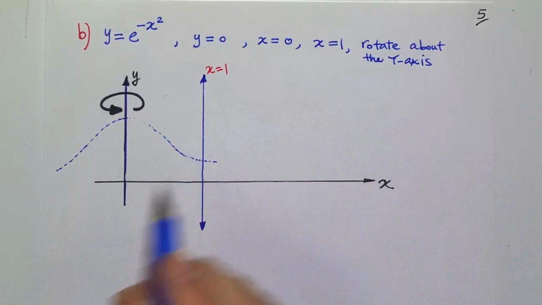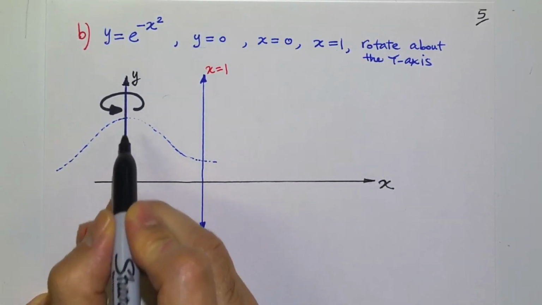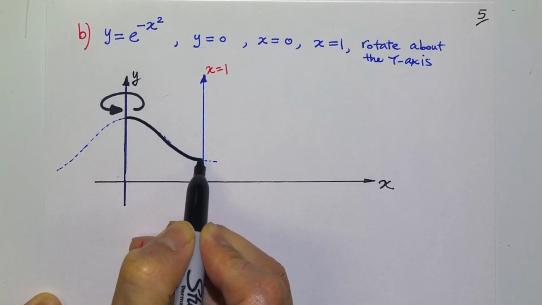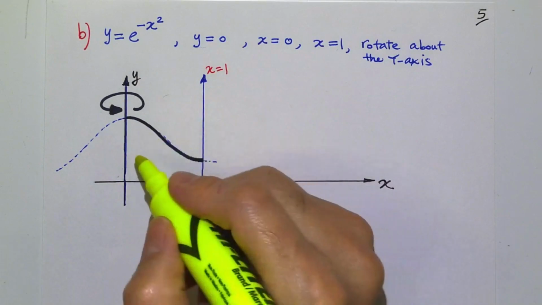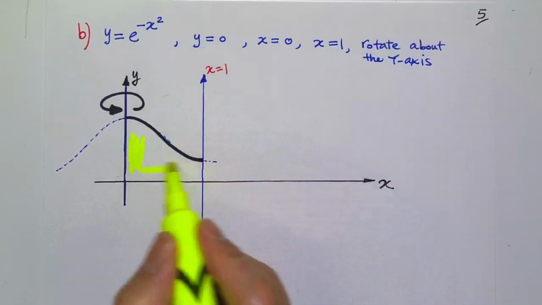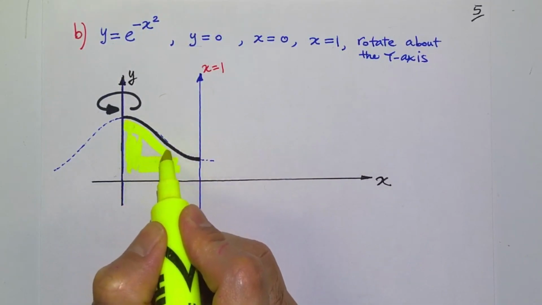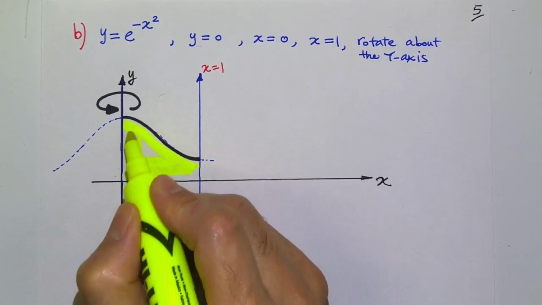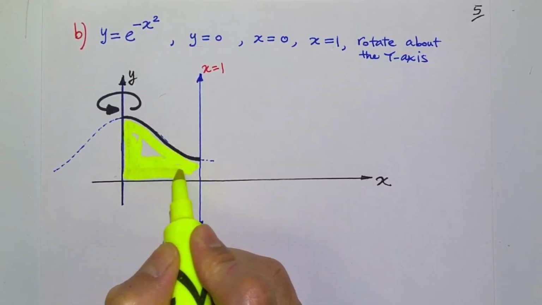So what we care about here, and let me thicken this with my Sharpie, it's going to be from here to here, that region, which is bounded here. So this is the region we're going to rotate with respect to the y-axis.